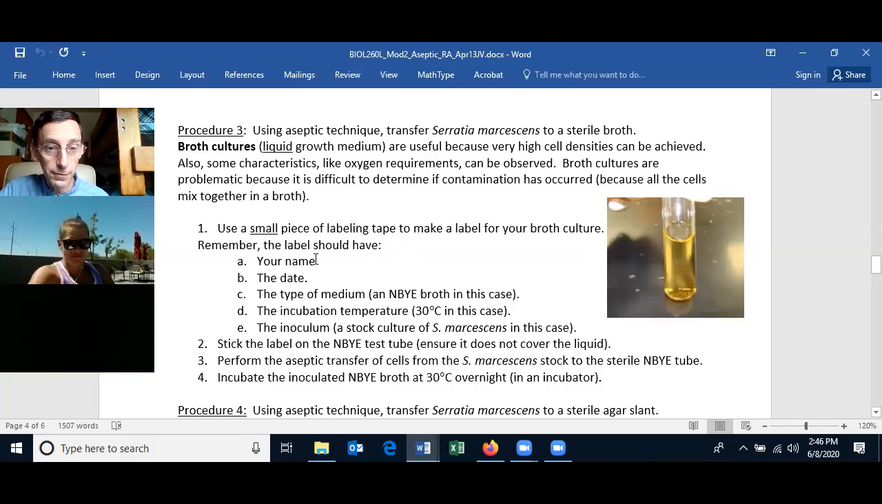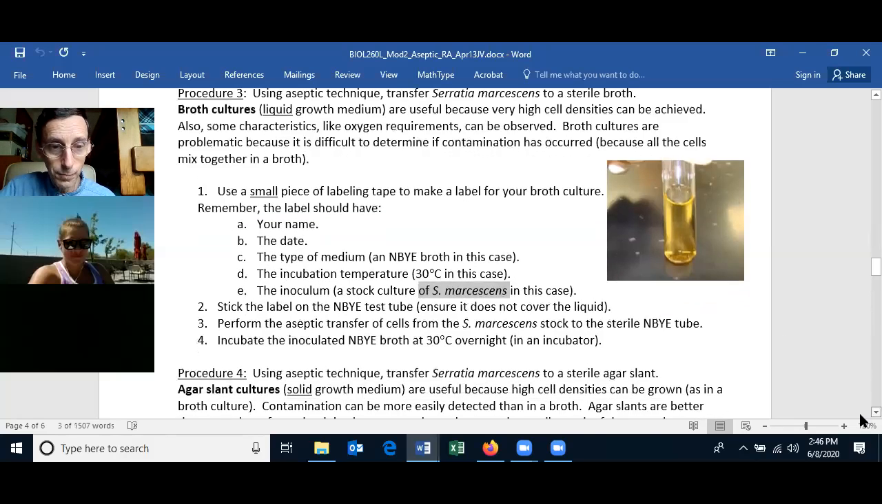This one is labeled correctly. Use a small piece of labeling tape to make a label for your broth culture. You should add your name, the date, the type of medium, in this case NBYE, nutrient broth with yeast extract. You can put the incubation temperature, that's optional, but you should put the inoculum. In this case, you're inoculating the tube with Serratia marcescens. I'll try to make the corrections and post that if you don't have the corrections on your webpage.